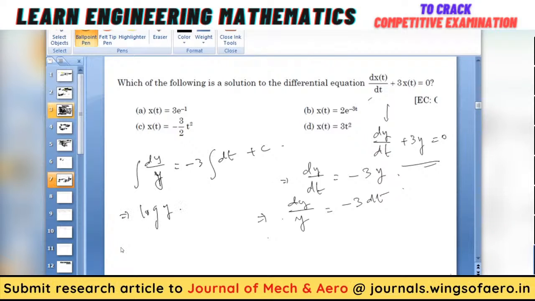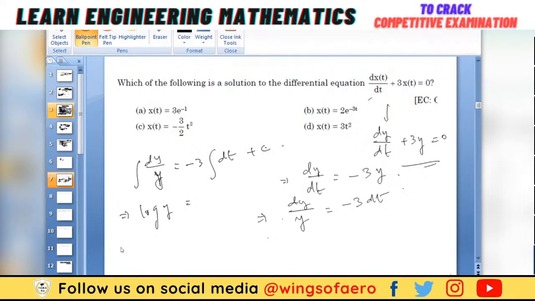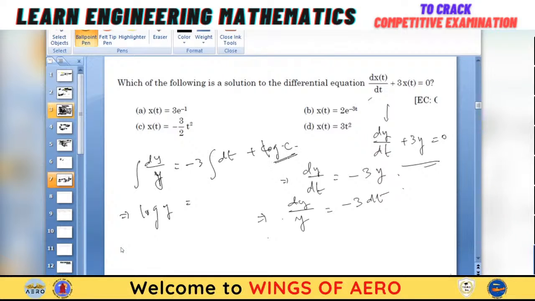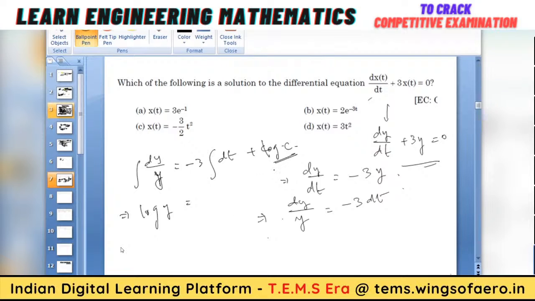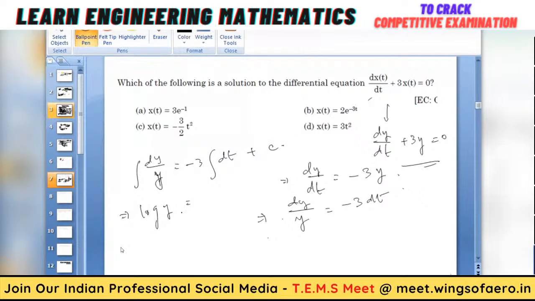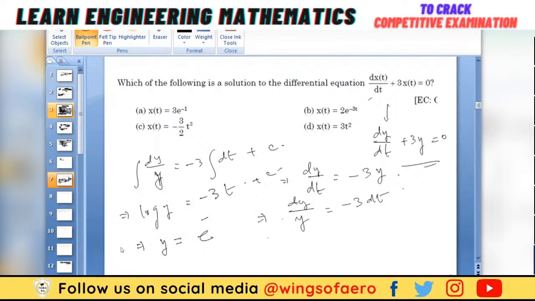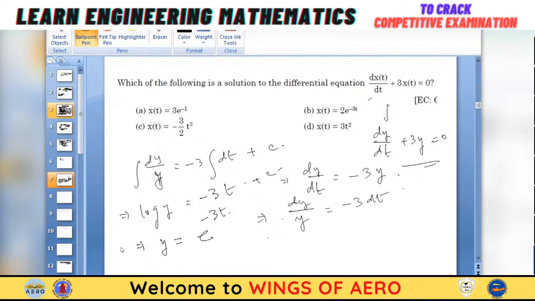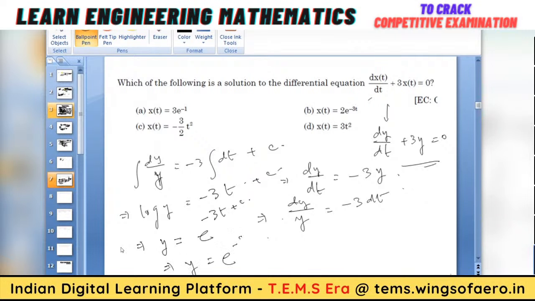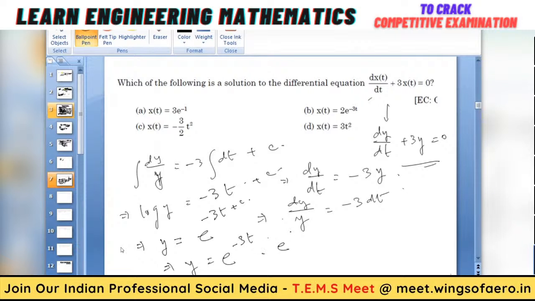This is log y is equal to, suppose log c. Okay, just take it as log c, it will fit best. Okay, just c, not log c. And this is minus 3t plus c. So y is equal to e to the power minus 3t plus c. So it means y is equal to e to the power minus 3t into e to the power c. Am I right or not?